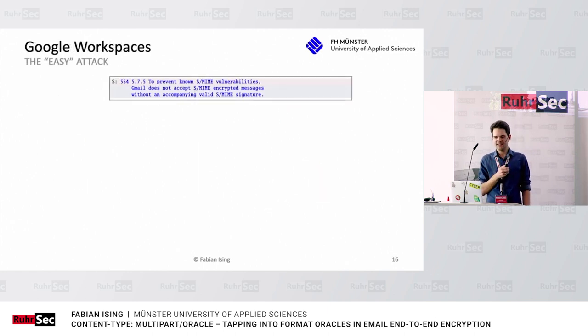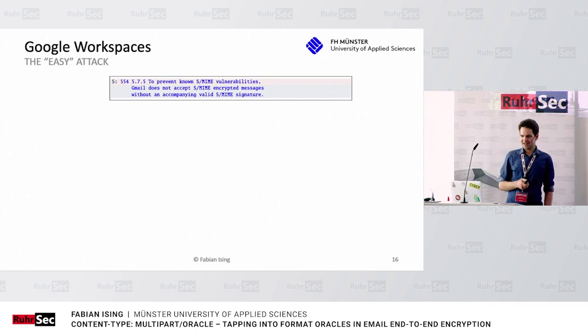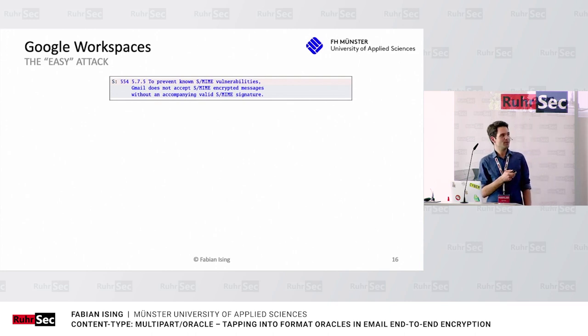All right. Let's start with the first exploit. So in August of 2021, a few years ago, we were made aware that Google has implemented this SMTP message on their Google Workspace SMTP server. Google Workspace is basically a service for companies where you can upload your S/MIME keys, and they will transparently encrypt and decrypt and sign and verify emails for you.